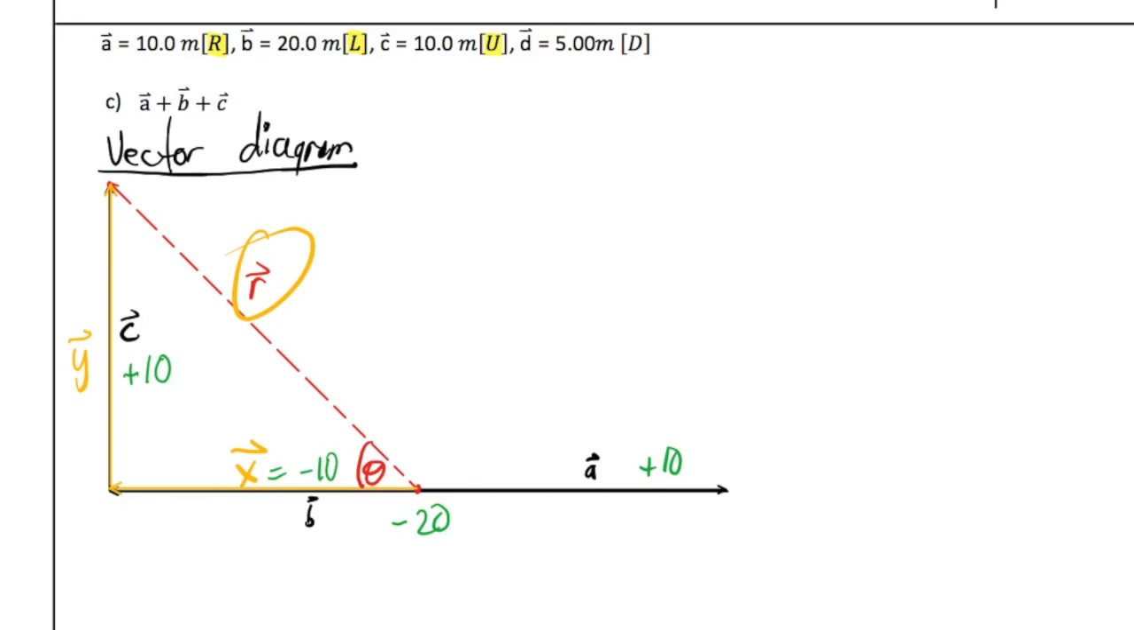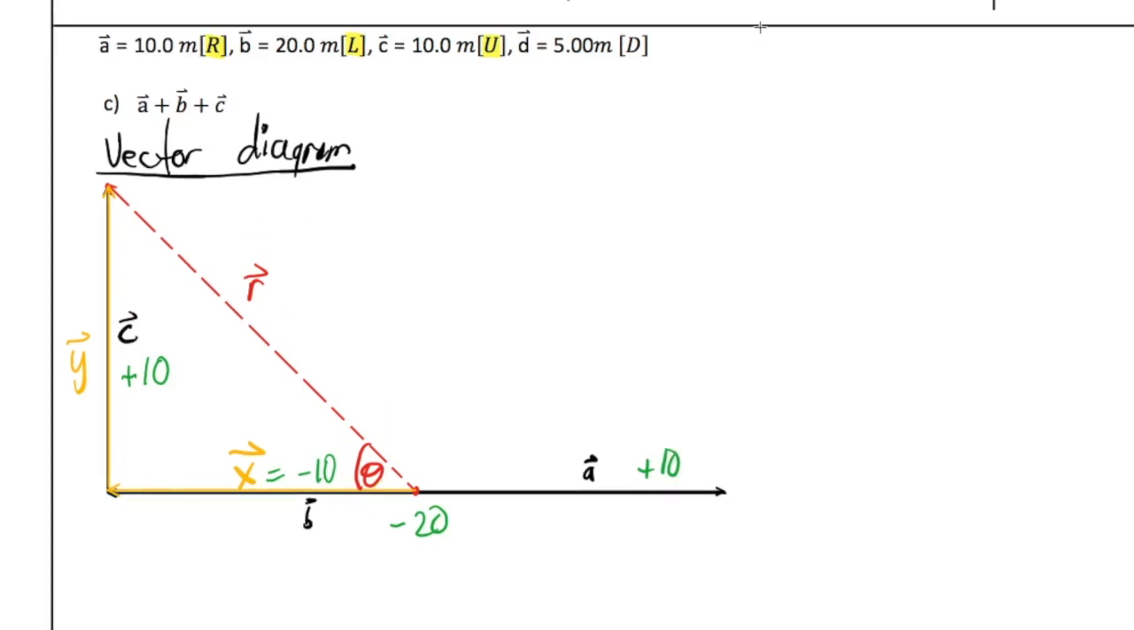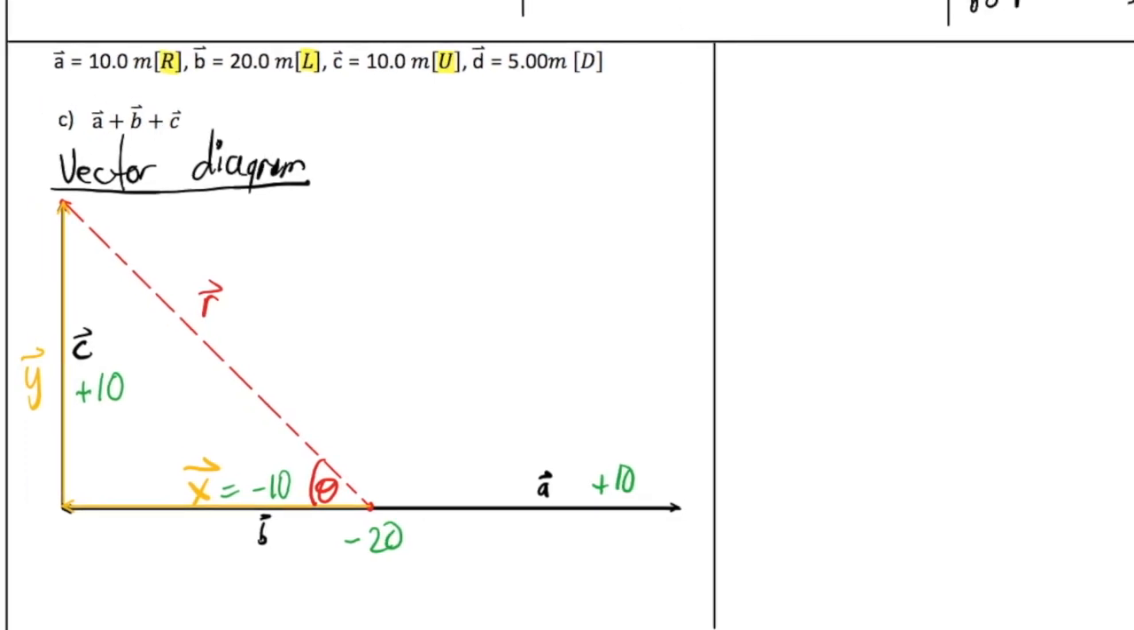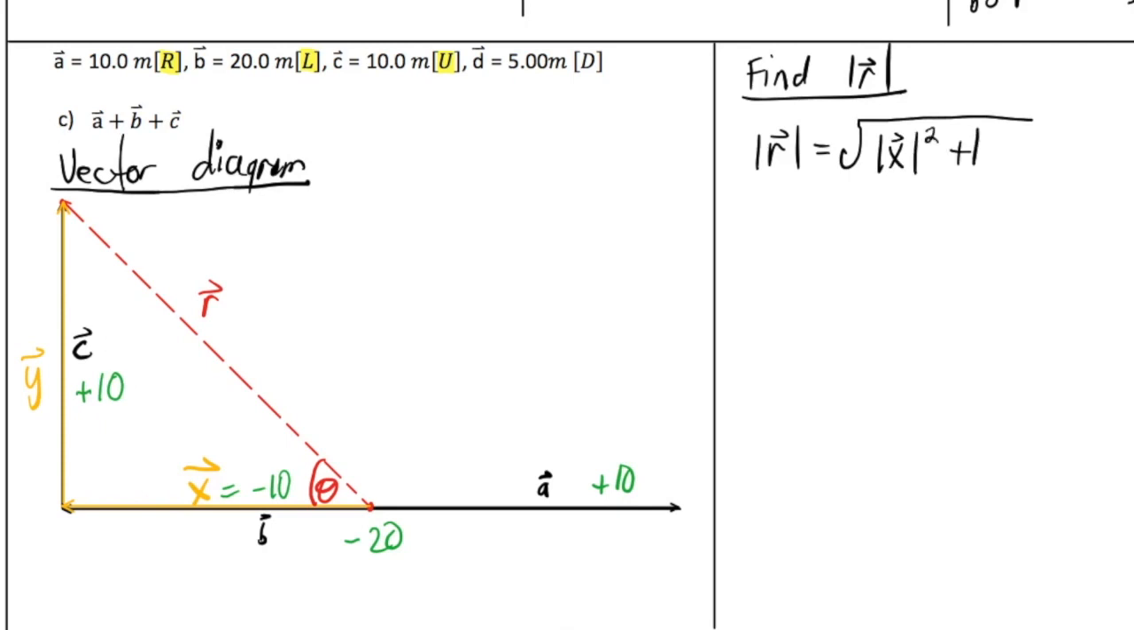So to solve this question, we actually have to find both the magnitude of R and this angle theta here. Since we have a triangle, we're going to have to use trigonometry. But the nice thing is we have a right angle triangle. So we can find the magnitude of R using the Pythagorean theorem, which in this case is the magnitude of R, which is the same as our hypotenuse because it's opposite the 90, is equal to the square root of the magnitude of vector X squared plus the magnitude of vector Y squared. Dropping the extra notation, R is equal to the square root of X squared plus Y squared.